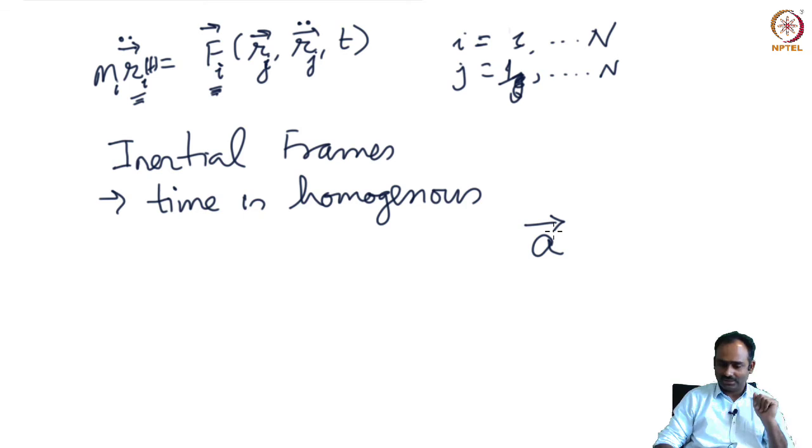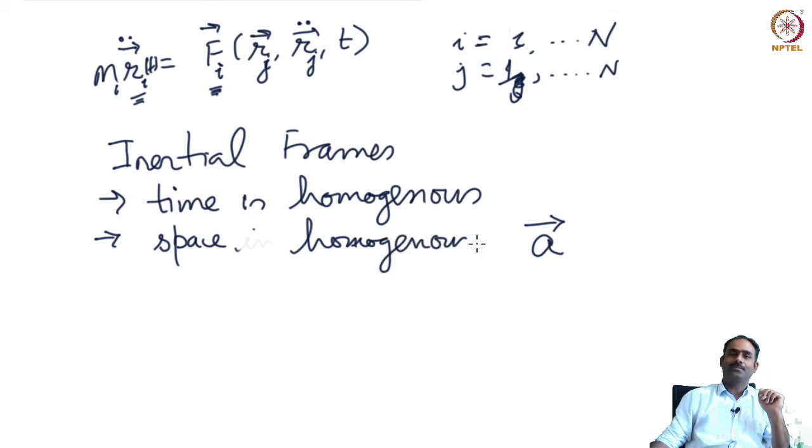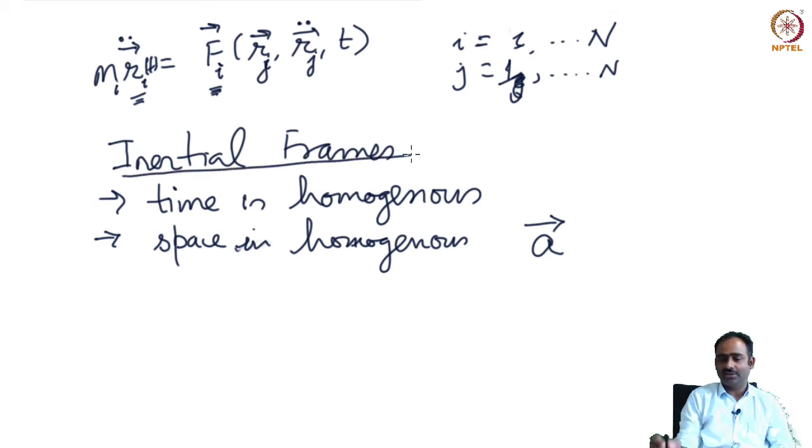You do the experiment wherever you wish to, and this is more formally said as the following: you say that space is homogeneous. All locations are equivalent. That's what this sophisticated sounding sentence means. And that's the property of a special kind of frame which we call inertial frames.